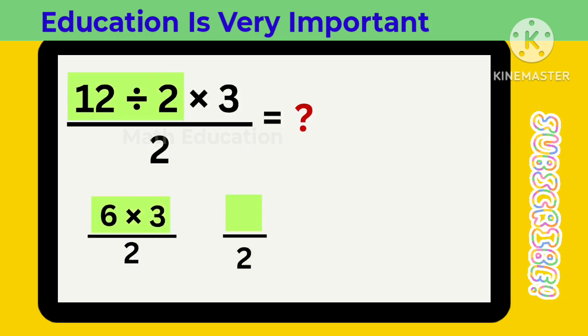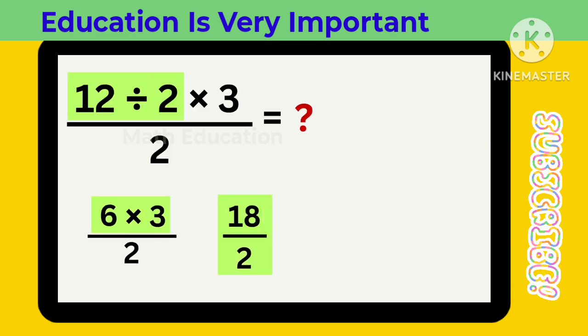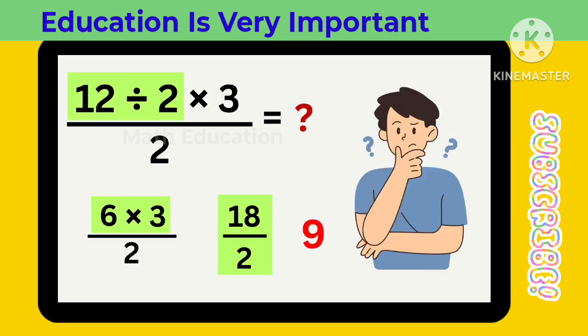Then some people might first do 12 divided by 2 and get 6. Then they might multiply 6 by 3 and get 18. Then divide this 18 by 2 and get 9. So what exactly is the order of operations? Why does it matter so much? And how can it completely change your answer in a problem like this?